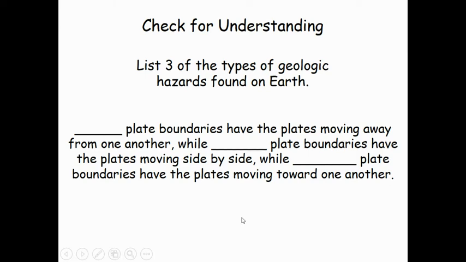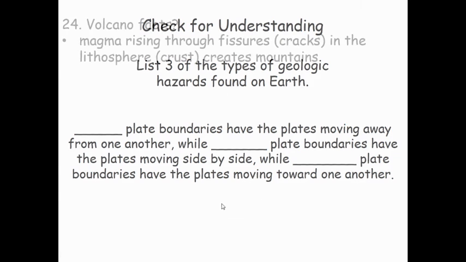Blank plate boundaries have the plates moving away from one another, while blank plate boundaries have the plates moving side by side, and blank plate boundaries have the plates moving towards one another. You should take a look at number 23 for that one. Yeah, so the first blank is divergent, second blank is transform, and the third blank is convergent.